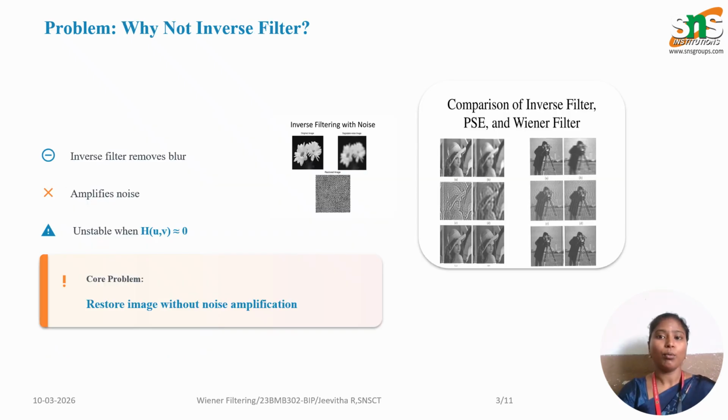Now let us understand why inverse filtering is not sufficient. Inverse filtering tries to remove the blur by dividing by the degradation function H of UV. But there is a serious problem when H of UV becomes very small or close to zero. The division causes huge amplification of noise. So instead of improving the image, it introduces strong distortions. Also, inverse filtering becomes unstable in such conditions. So the main problem is we need a method that removes the blur but does not amplify the noise. This limitation leads us to Wiener filtering.